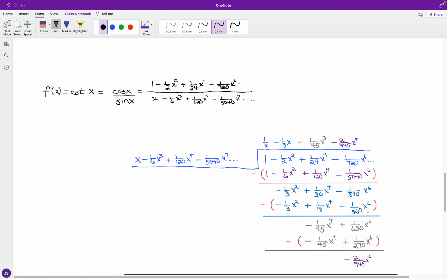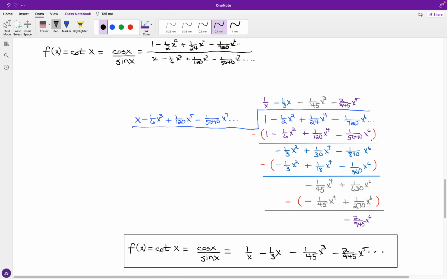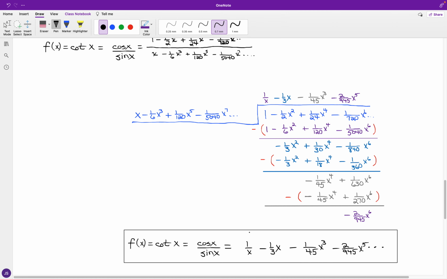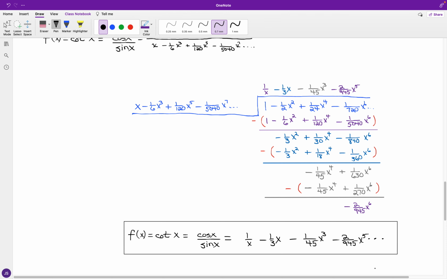Going through the rest, the 4th term in the quotient will be x into negative 2 9/45 of x to the 6th. So we have negative 2 9/45 of x to the 5th. And so for the cotangent of x, we have 1 over x minus 1/3 of x minus 1/45 of x cubed minus 2 9/45 of x to the 5th.